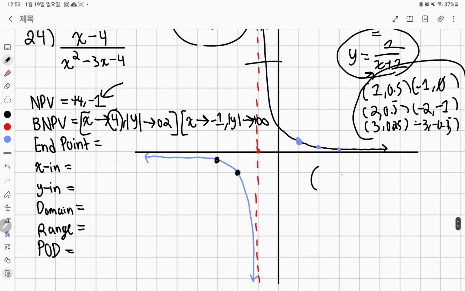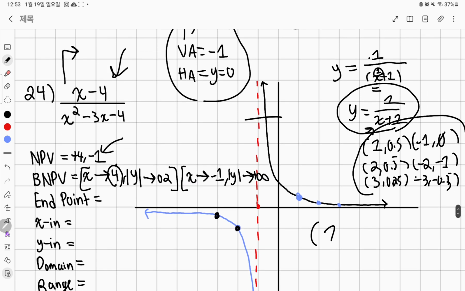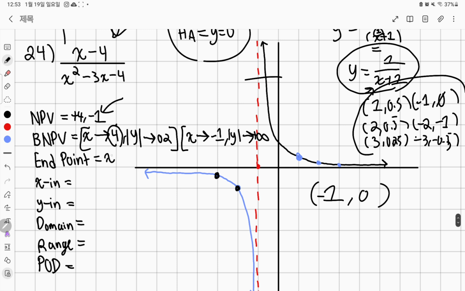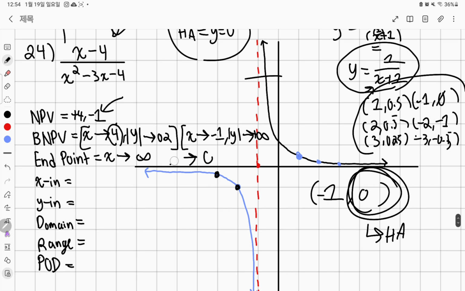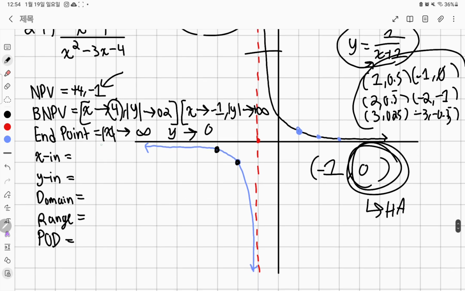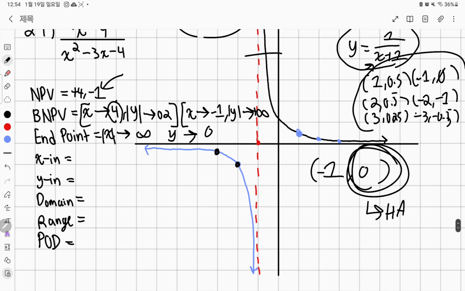Very simple thing. Think about our vertical asymptote and horizontal asymptote, -1 and 0, right? Endpoint is always when x is infinity. Then y is the value of our horizontal asymptote, which is 0. So this will be our answer. We don't even need this absolute value sign because we have an exact value of 0. When x, there should be absolute value for x. And this is our endpoint.